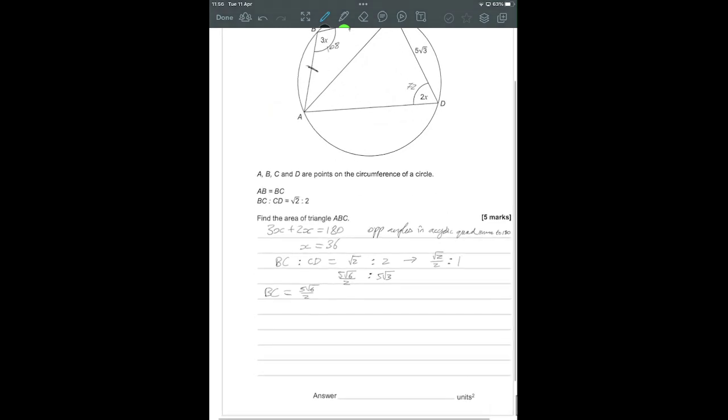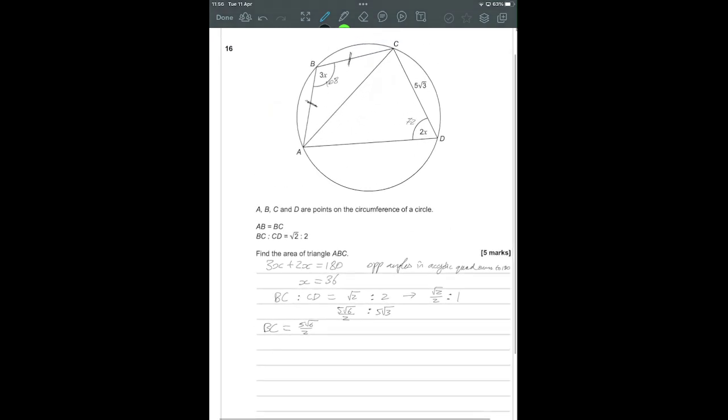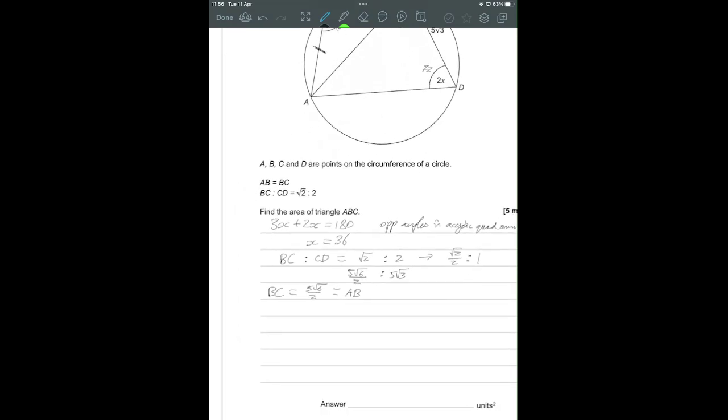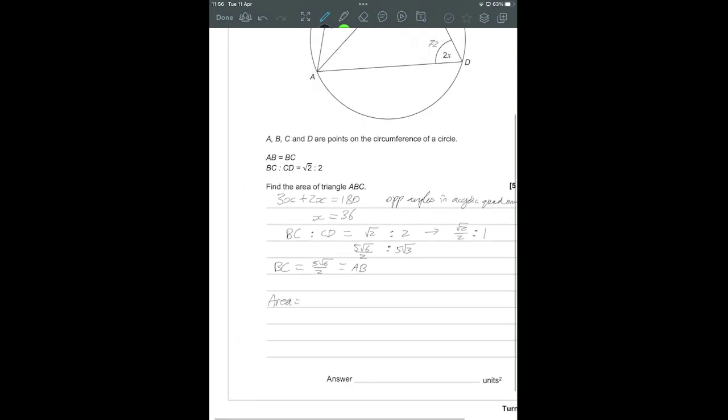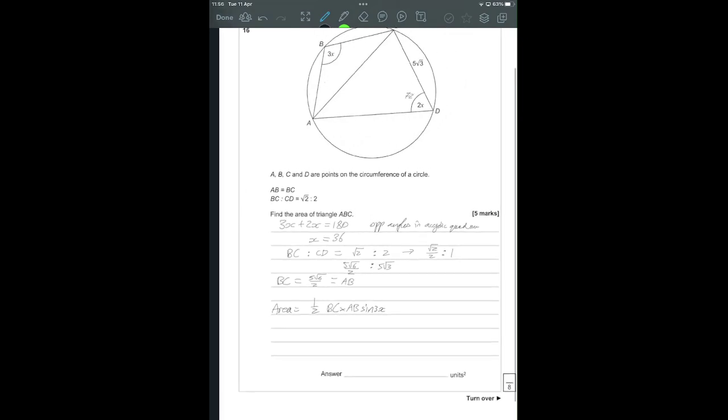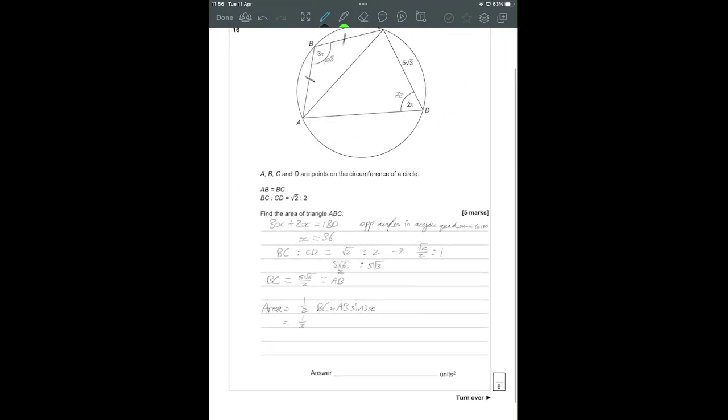So BC is 5 root 6 over 2. So I've just used that ratio. And if you do try and simplify that horrible looking ratio, it will get back down to root 2 to 2. Okay, so I have BC, which is the same as AB. So now let's work out our area. So our area equals a half BC times AB sine 3x. It was labelled in the picture. So that's a half of 5 root 6 over 2 times 5 root 6 over 2 sine 108.